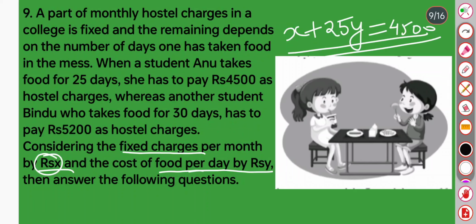Now similarly, if you write the equation for Bindu, what will you get? Bindu takes food for 30 days. For Bindu also the fixed charges will be the same, but Bindu takes food for how many days? 30 days. That means 30y, and for that she pays a sum of rupees 5200. So these are the two equations: x plus 25y equal to 4500, x plus 30y equal to 5200. Let's see which option is matching here.